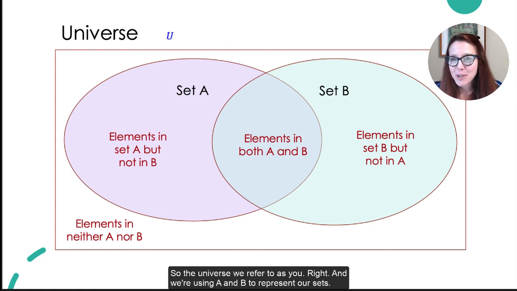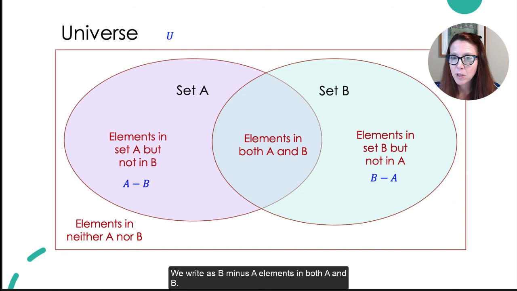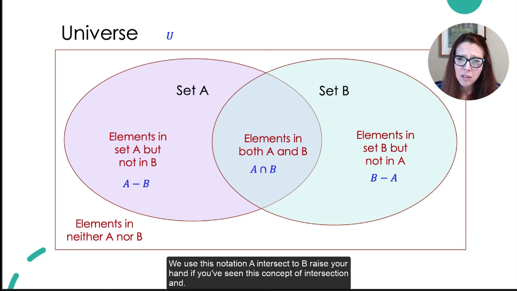So the universe we refer to as U, right? And we're using A and B to represent our sets. So the way that we describe those elements that are in set A but not in B, we write that as A minus B. Elements in B but not in A, we write as B minus A. Elements in both A and B, we use this notation A intersect B.